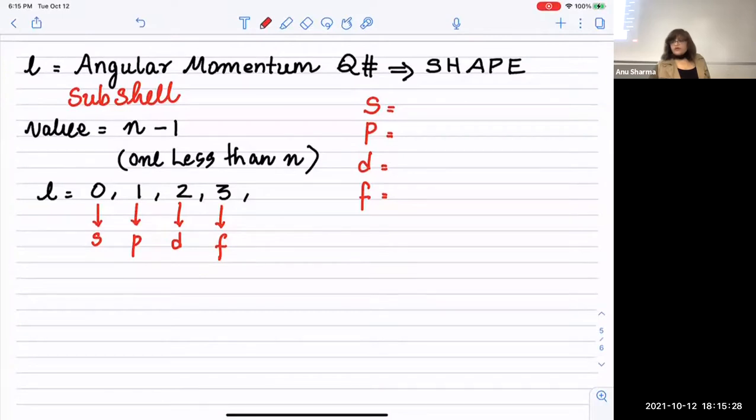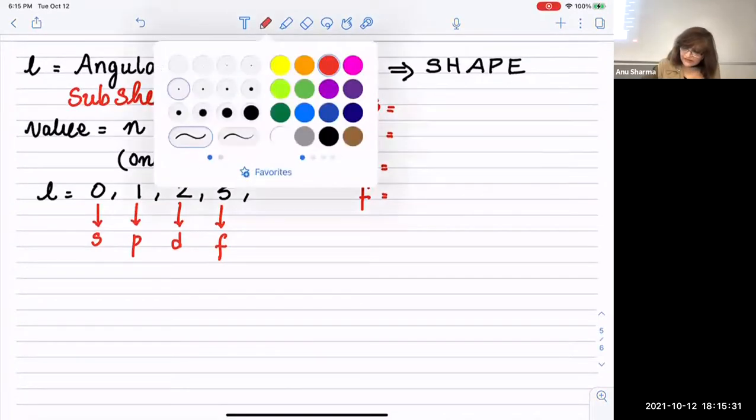We have it in our handout too. No, it's not in the handout. I'll write this. I'll write this here.